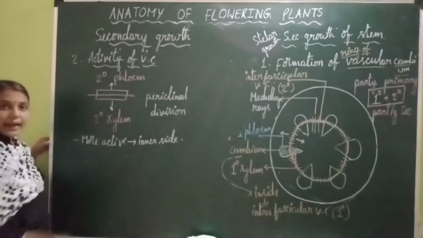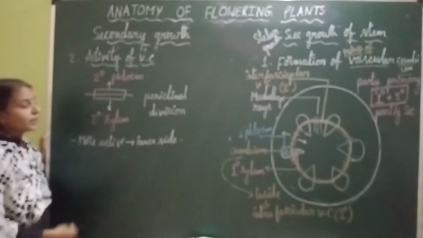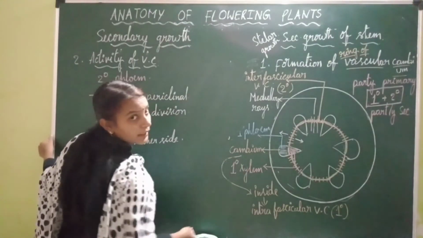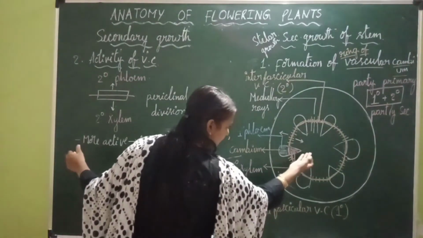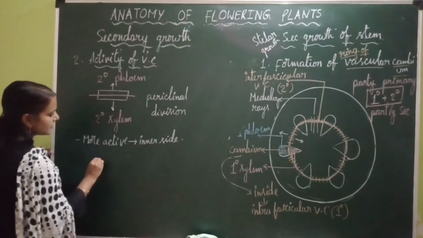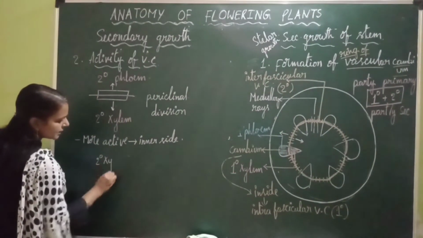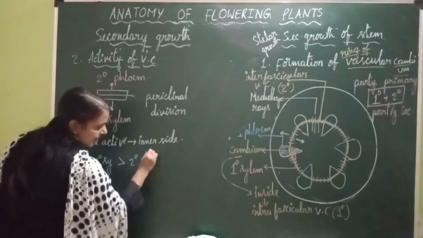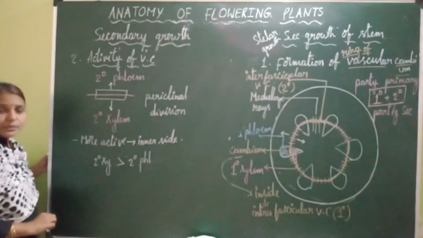So if it is more active towards the inner side, what type of tissue is formed more and more? Secondary xylem is formed more and more, right? Towards the inner side, what will be formed? Secondary xylem. So the amount of secondary xylem formed is more than the amount of secondary phloem formed towards the outer side. How many times is it more?